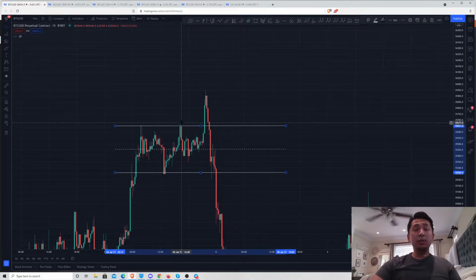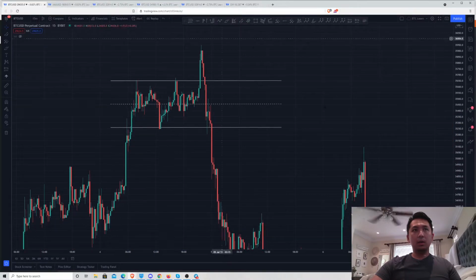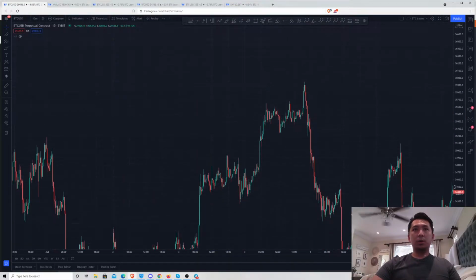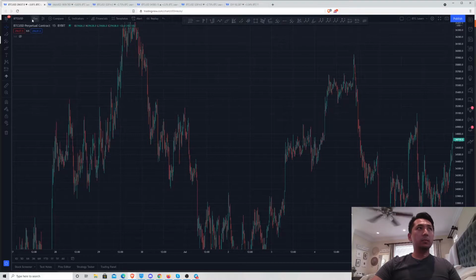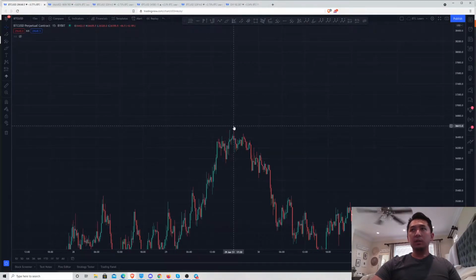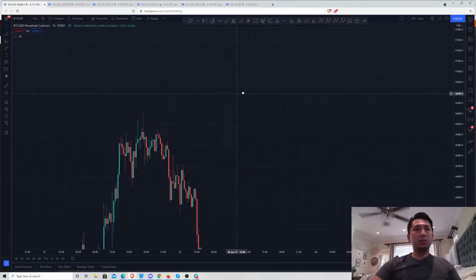Pretty simple. This first one could have been a scalp on the way back. Second one, all the way back down. Would have been a nice short right there. Same with this one. This was the big short that we took, right?